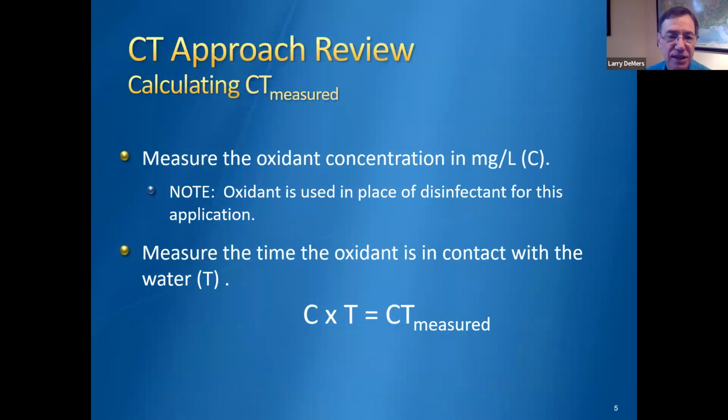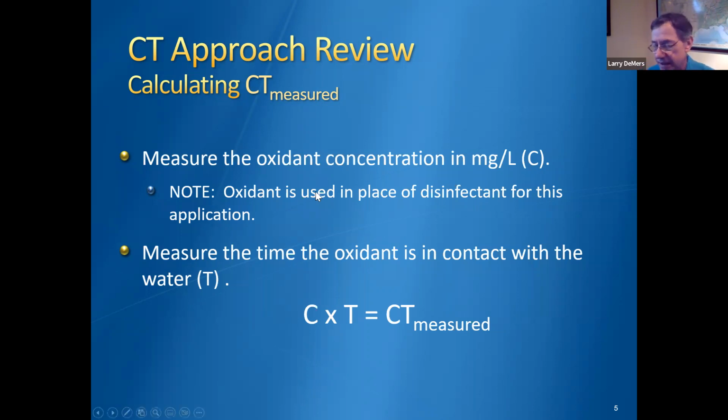As I mentioned, it is based on the CT concept. So measuring the oxidant concentration in milligrams per liter. In this case, an oxidant is used in place of disinfectant for this application. And then measure the time the oxidant is in contact with the water. And the combination of those two factors will give you your CT. It's essentially an oxidation strength or power, the ability to destroy the cyanotoxins.